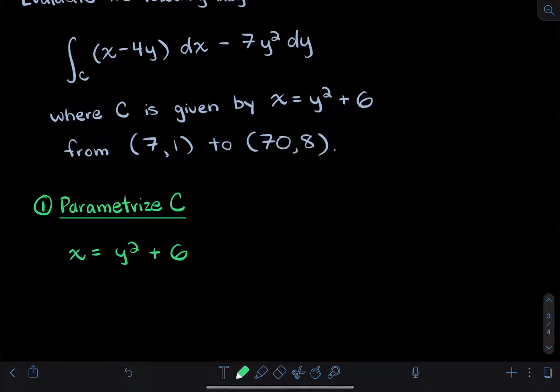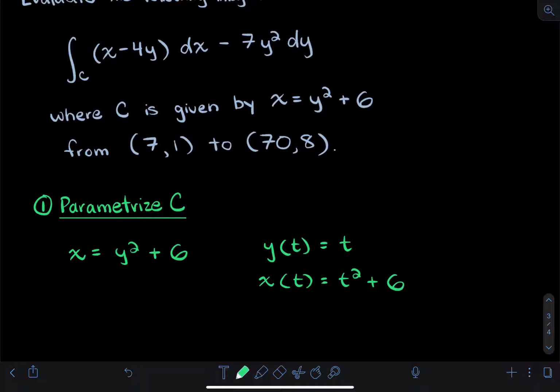So for example, I might say y of t equals t, and x of t is equal to t squared plus 6. So what does that even mean? It might seem a bit complicated at its face. Essentially, the idea here is if I pick any value of t, for example, I might pick 1. What's y of 1? Well, that's just going to be 1. And x of 1, well, that should be equal to 7. So I generated a point (7, 1) from the parametric form.